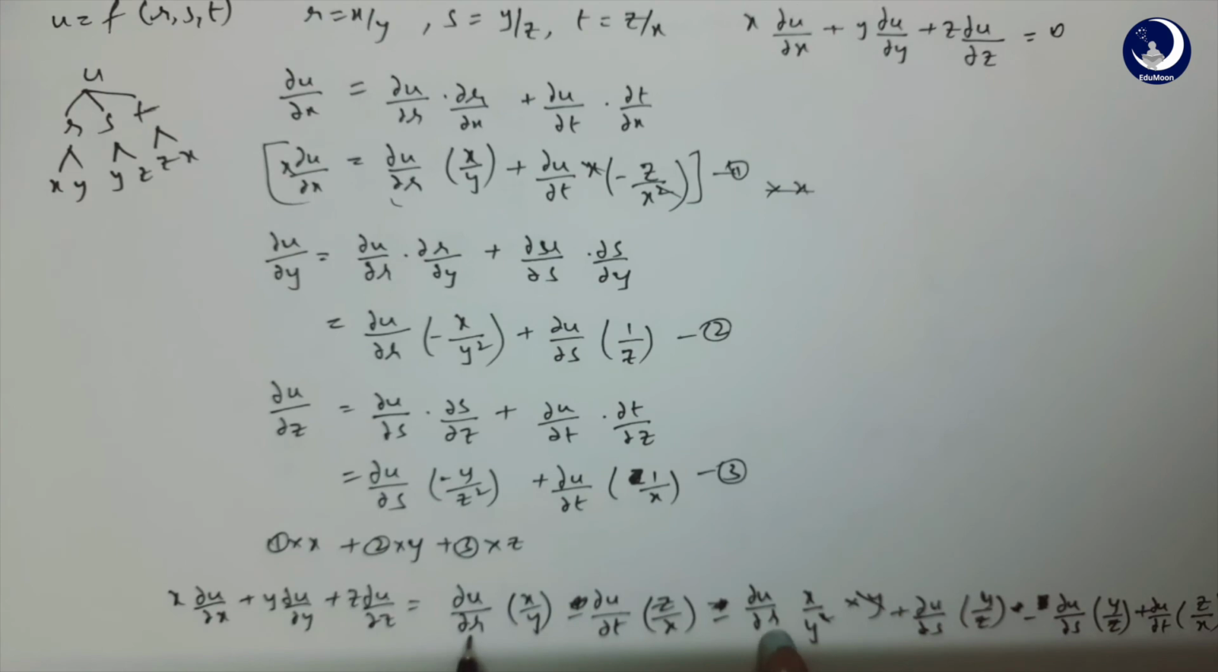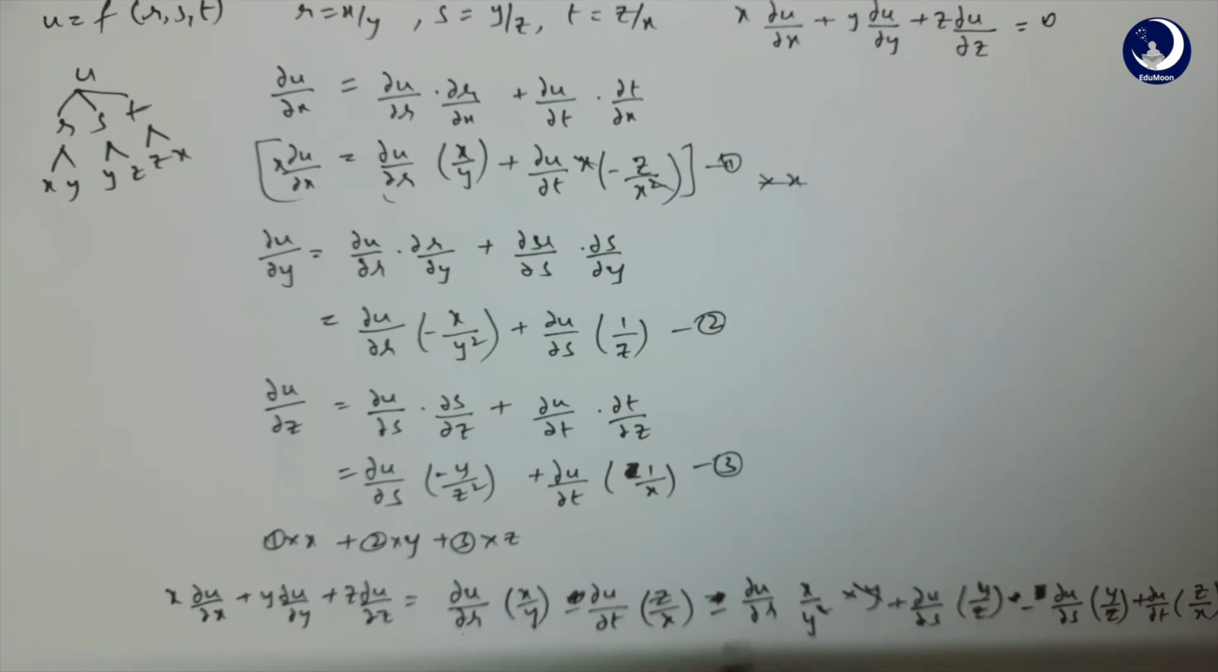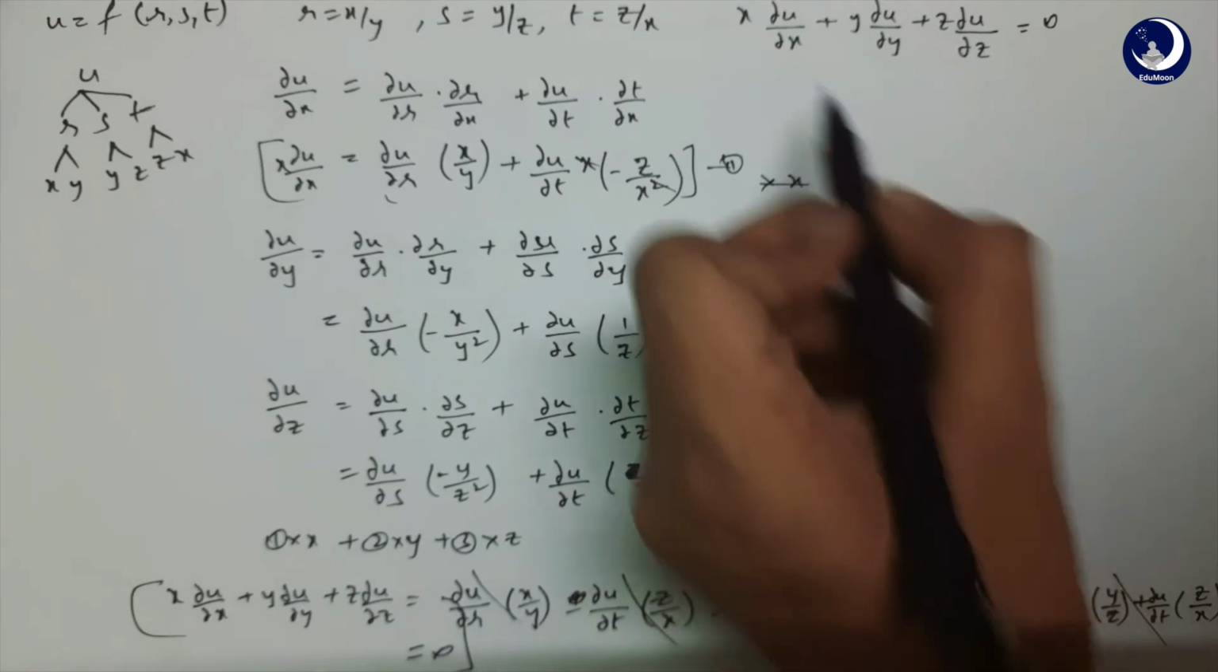Now if you see ∂u/∂r terms, this and this, they're both similar and have opposite signs, so these two get cancelled. Now take ∂u/∂t terms, these two are same with opposite signs, so these two cancel as well, and ∂u/∂s, same terms, different signs, so they cancel as well. So that gives us 0. This is the equation we got, which is what we were supposed to prove.